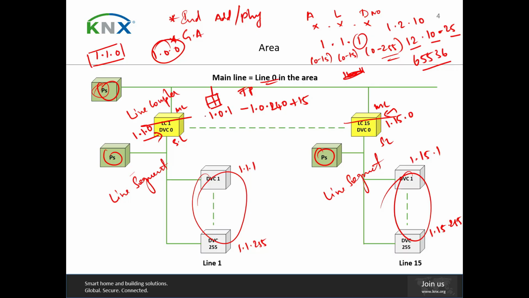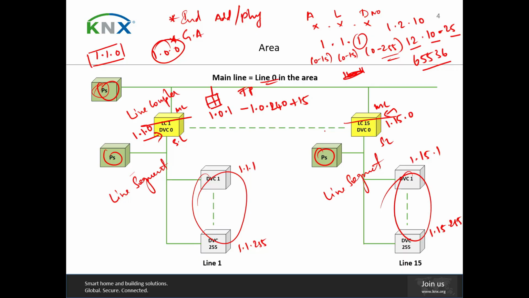Okay, so this is how the area is formed, how two lines are connected together. Here the example is given between line coupler 1 and line coupler 15. The dotted line means you can have up to 1 to 15 lines here, and the 0th line is the main line, meaning you can have line coupler 1, 2, 3, 4, 5, 6 up to 15, and each of these lines can hold up to 255 individual TP devices. So that itself is 15 into 255. That itself is a very huge number. So you have approximately 3750 devices in one area.